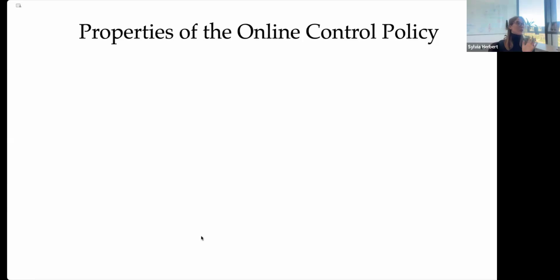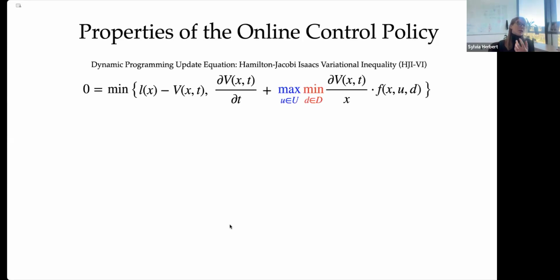So properties of the, first, are there questions? Okay. So let's talk about what you get out of this function. We've now constructed this function offline. How do you use this online? Well, again, you apply the optimal control.